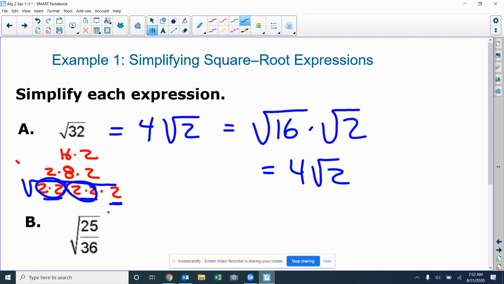So everybody feeling okay about this? There's no decimals, all right? Stay off the decimals, please.